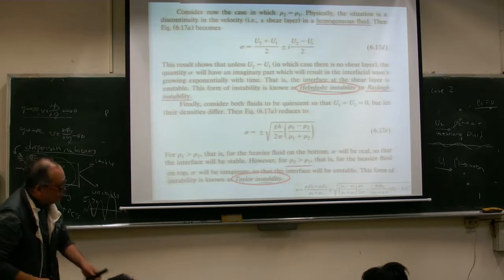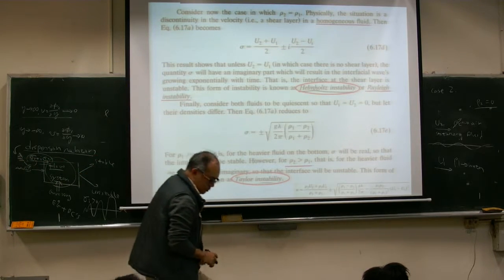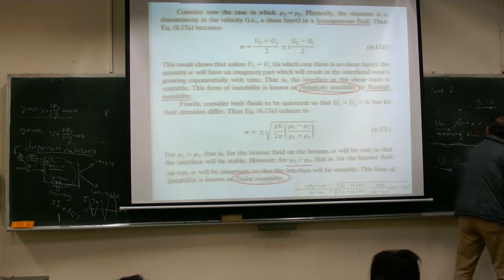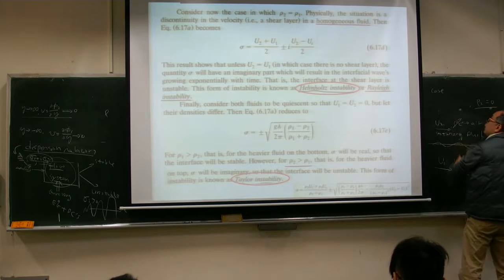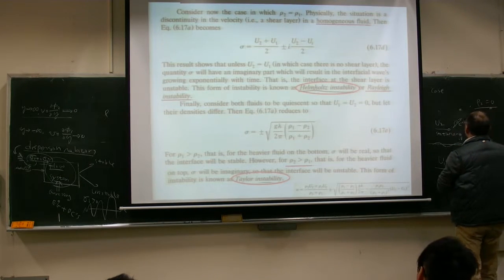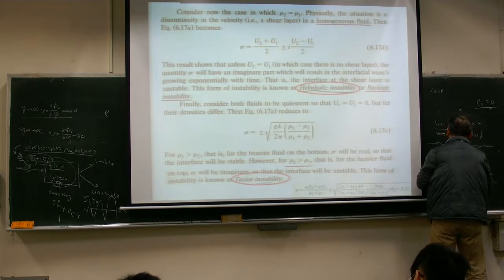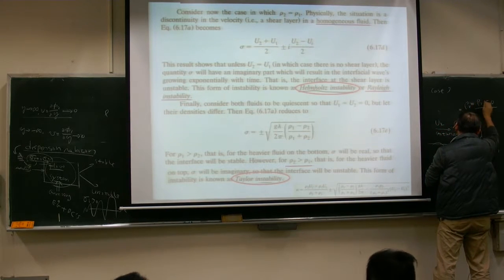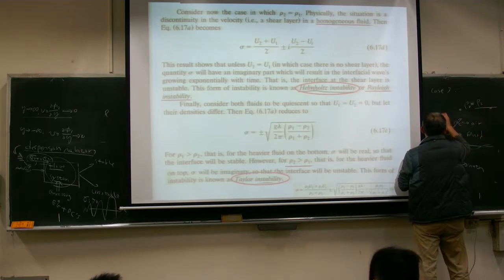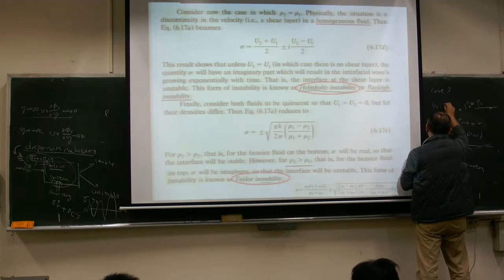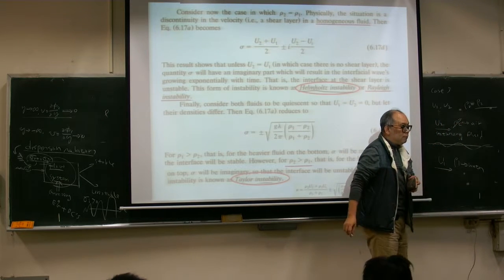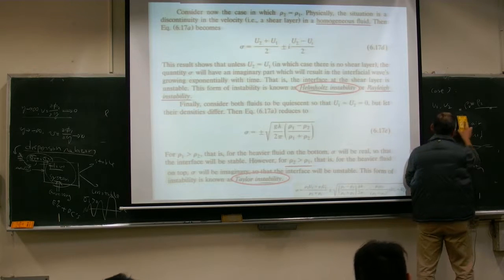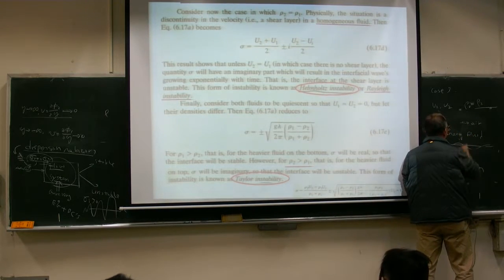Okay, case 3. What's case 3? Case 3 is rho 1 equal to rho 2, so not equal to 0. Okay, and U1 and U2 are just arbitrary. What's the physical meaning for this? Rho 1 and rho 2 are equal.